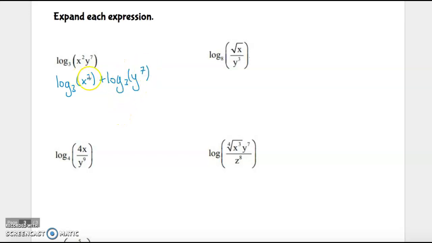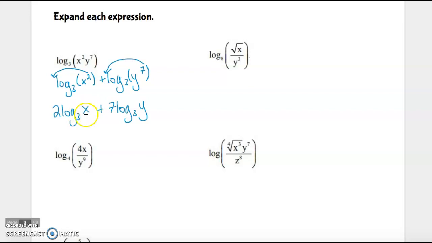And then there's no more multiplication or division happening inside of those. So I can now go ahead and these exponents can come down in the front and become those constant multiples that we've been working with. So now I'll have 2 log base 3 of x, and then that's the only thing that's in that logarithm now, so that's as simple as that one gets, plus 7 log base 3 of y. And we're done.